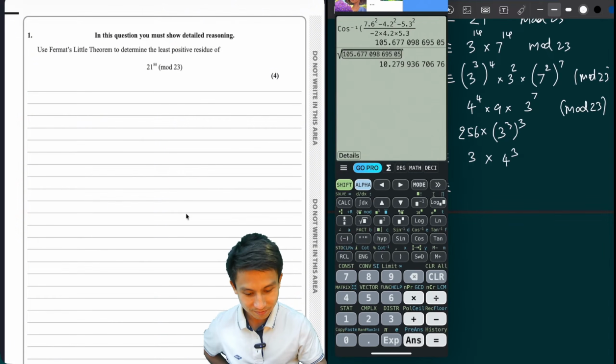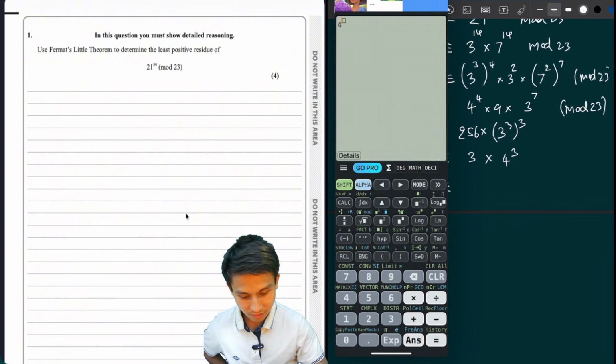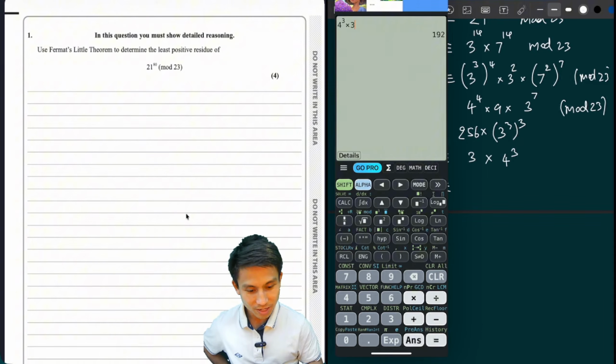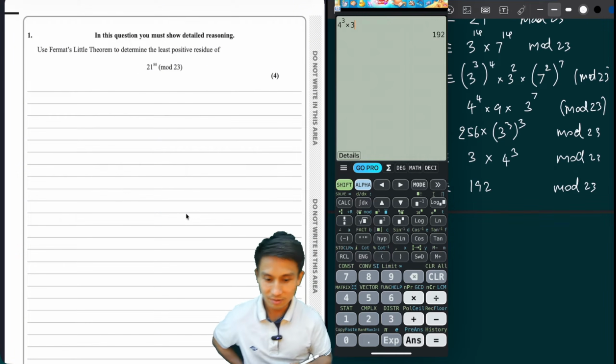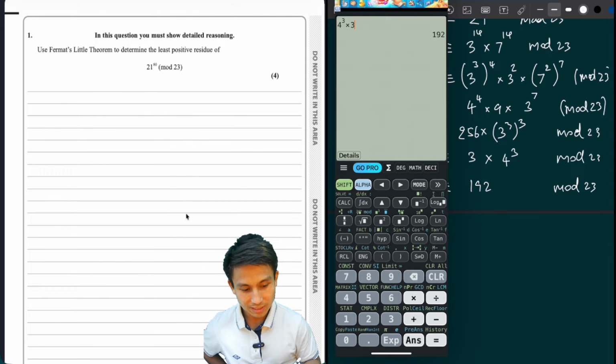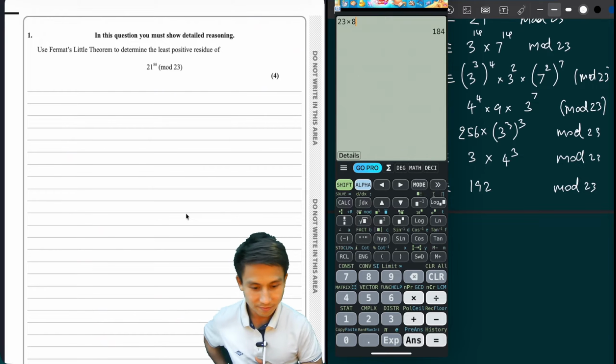So that's 4 to the 3 times 3. So how do we make it? So this is 192, and that's all mod 23, right? I'm just going to leave it there. Yeah, like the mod thing. And then, so is that 5 or 6 or 7 or 8? I'm going to do 8, 23 times 8. Yeah, that's the closest.